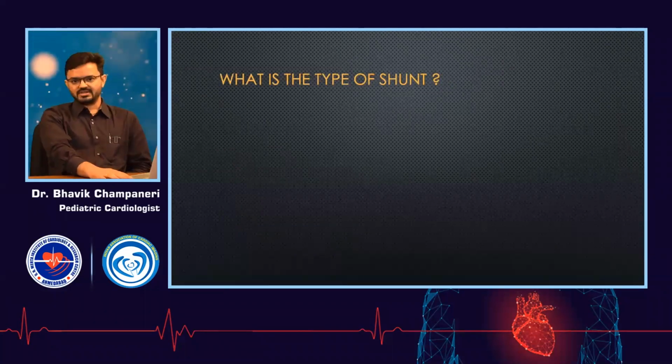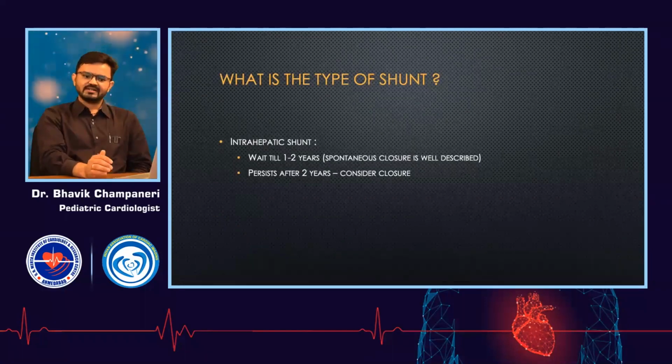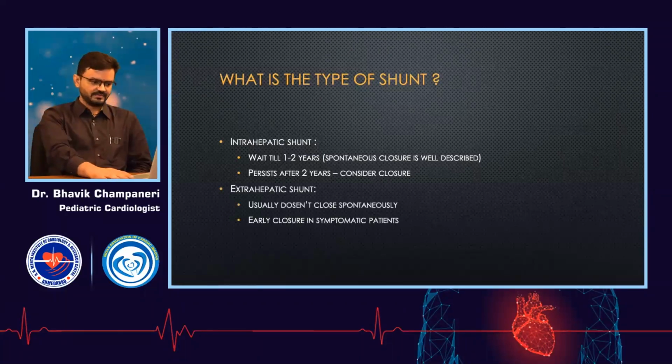What is the type of shunt? So that is important. Intrahepatic shunts, it has been well described and documented that till 1 to 2 years of age, these intrahepatic shunts may close spontaneously. But if it persists beyond 2 years, it is an indication for closure of the shunt. Extrahepatic shunt never closes, and it requires closure of the shunt at earliest.